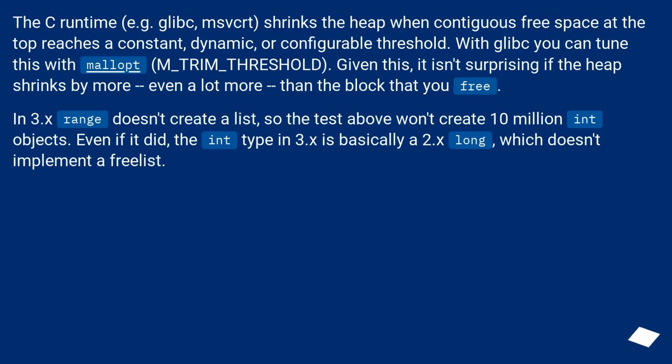The C runtime, for example glibc, msvcrt, shrinks the heap when contiguous free space at the top reaches a constant, dynamic, or configurable threshold. With glibc you can tune this with mallopt, M_TRIM_THRESHOLD. Given this, it isn't surprising if the heap shrinks by more, even a lot more, than the block that you free. In 3.x, range doesn't create a list, so the test above won't create 10 million int objects. Even if it did, the int type in 3.x is basically a 2.x long, which doesn't implement a free list.